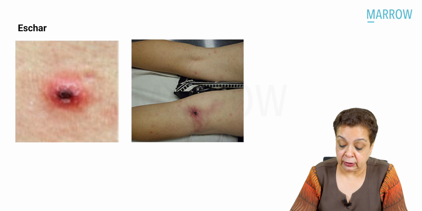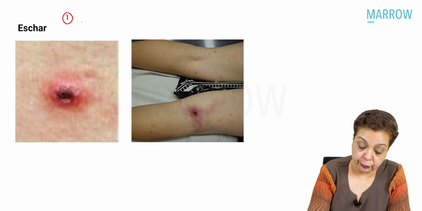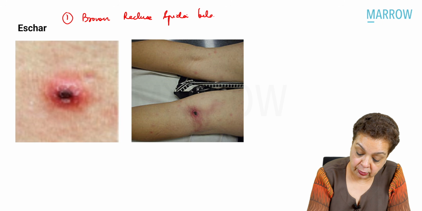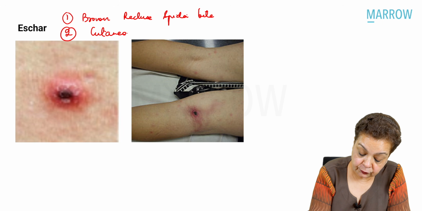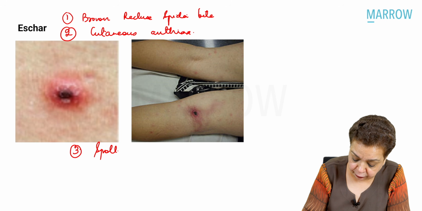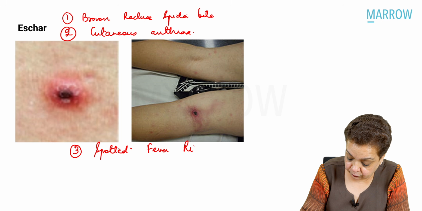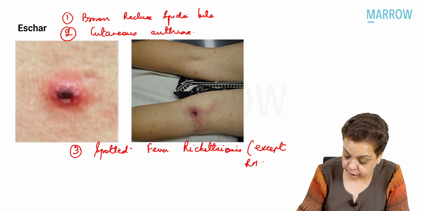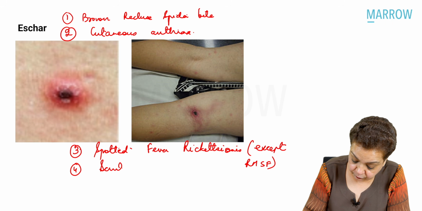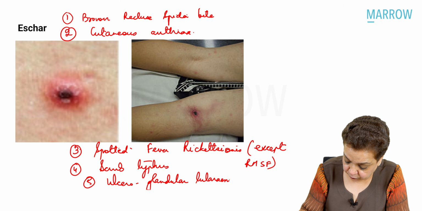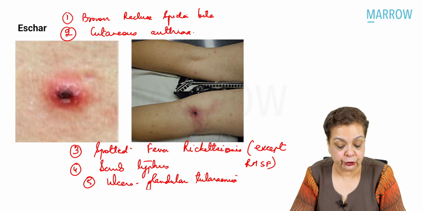Okay. So eschar, kindly remember that the following conditions are associated with eschar formation. One is brown recluse spider bite. Next is cutaneous anthrax or Hyde Porter's disease or malignant pustule. Next is the spotted fever rickettsial diseases, except for Rocky Mountain spotted fever. Then we have scrub typhus. And finally, ulceroglandular tularemia. Okay, these are associated with eschar formation.